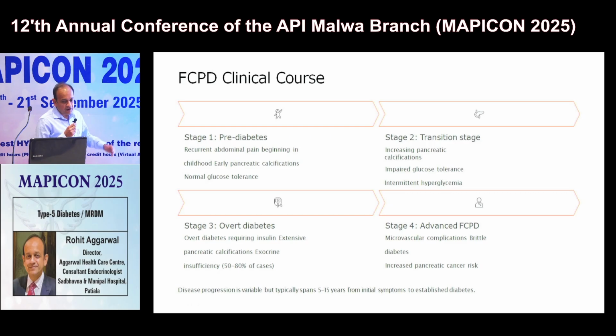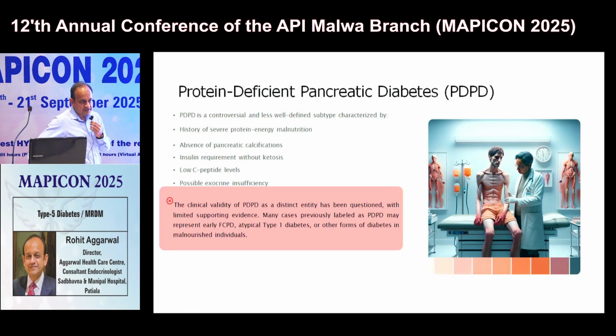Third is overt diabetes, when they require insulin therapy for management, or there is extensive calcification. Extensive means that 50 to 80% of the pancreas is calcified. And last is the advanced stage, when the patient develops microvascular complications, or there is brittle diabetes, sometimes 400, sometimes 40, something like that. And patients who have advanced FCPD have an increased risk of developing malignancies.